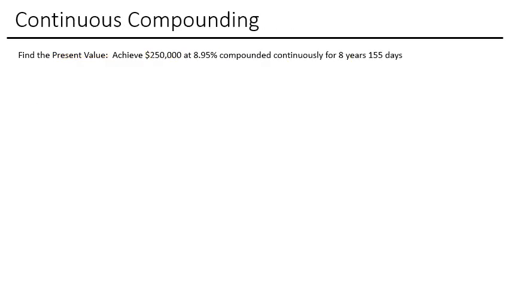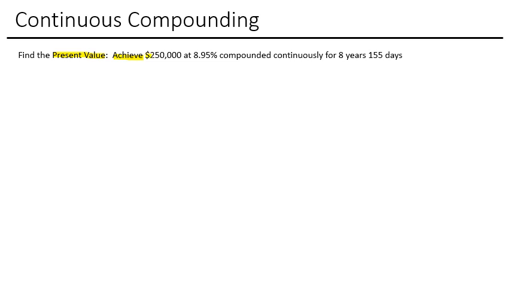Okay, now we're going to talk about continuous compounding. Again, we need to find the present value. You see this word achieve again. So we're going to be using the future value formula, and I'm going to solve it for the present. I'm going to again solve it for present value.